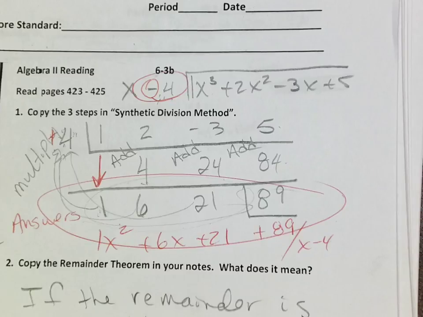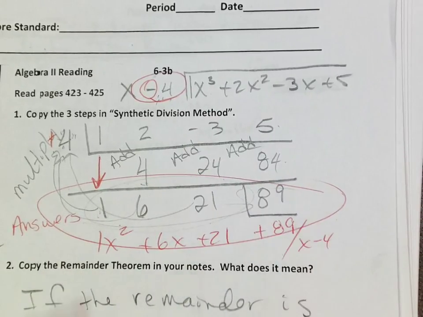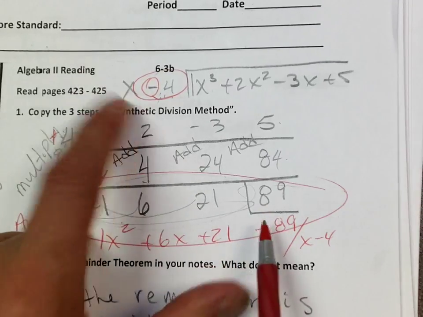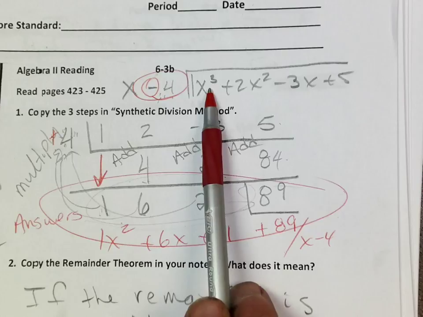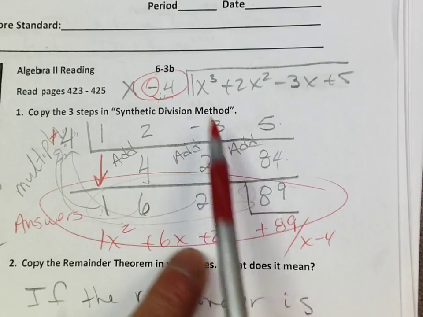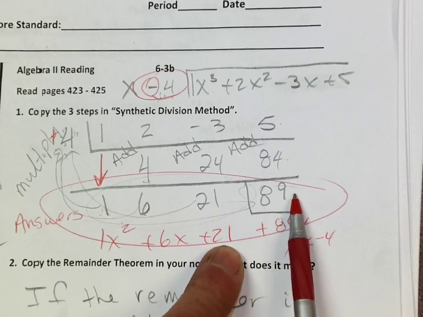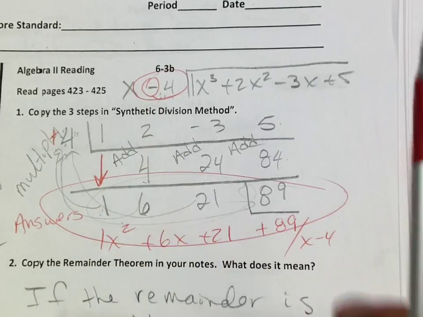Now, again, we're really dividing x's, so these numbers don't have x's in them, and we have to put the x's back. It's always going to be one less power because we divided by an x. So instead of an x cubed, the answer has to be an x squared. So it's 1x squared plus 6x plus 21. And with the remainder, we take the remainder over what we divided by. And this is the answer.